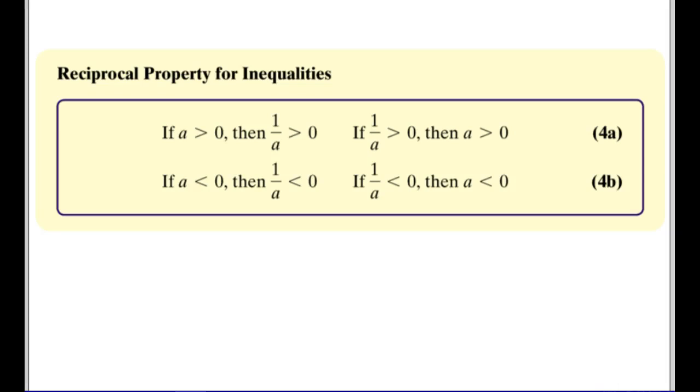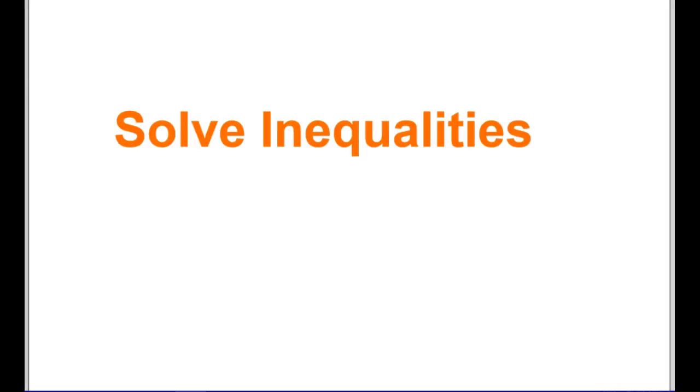Okay, so here's my reciprocal property. So if a is greater than 0, then 1 over a is greater than 0. Okay, those are the things we need to keep in mind. And if a is less than 0, then 1 over a is less than 0. Which will start making sense when we see them and actually use them as numbers too.